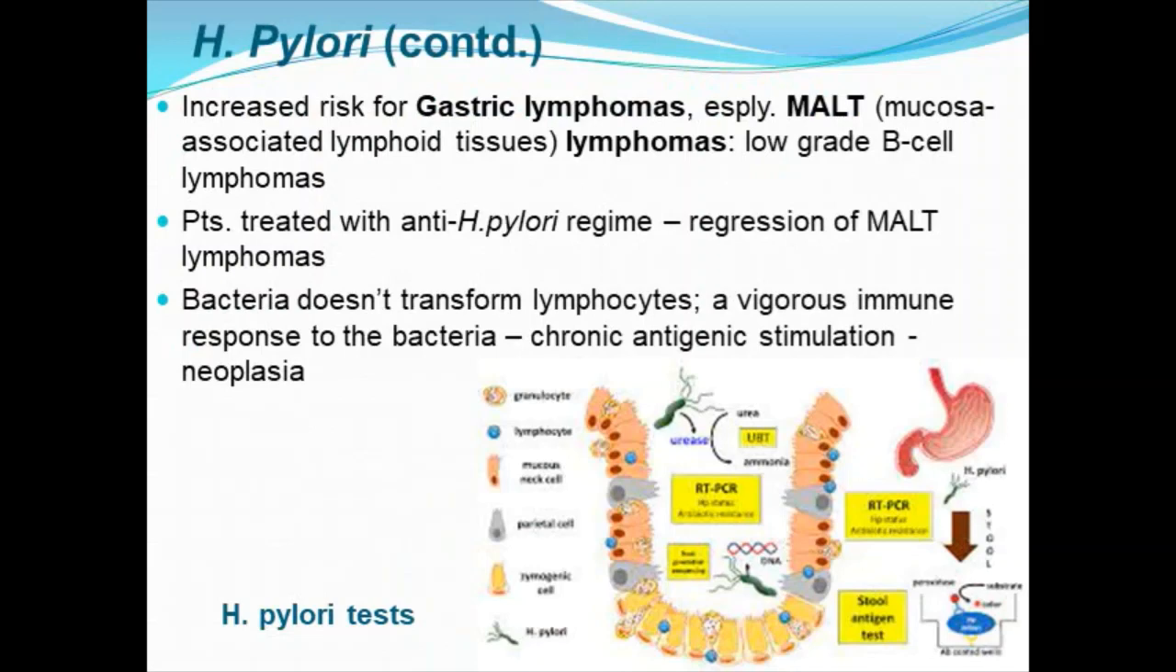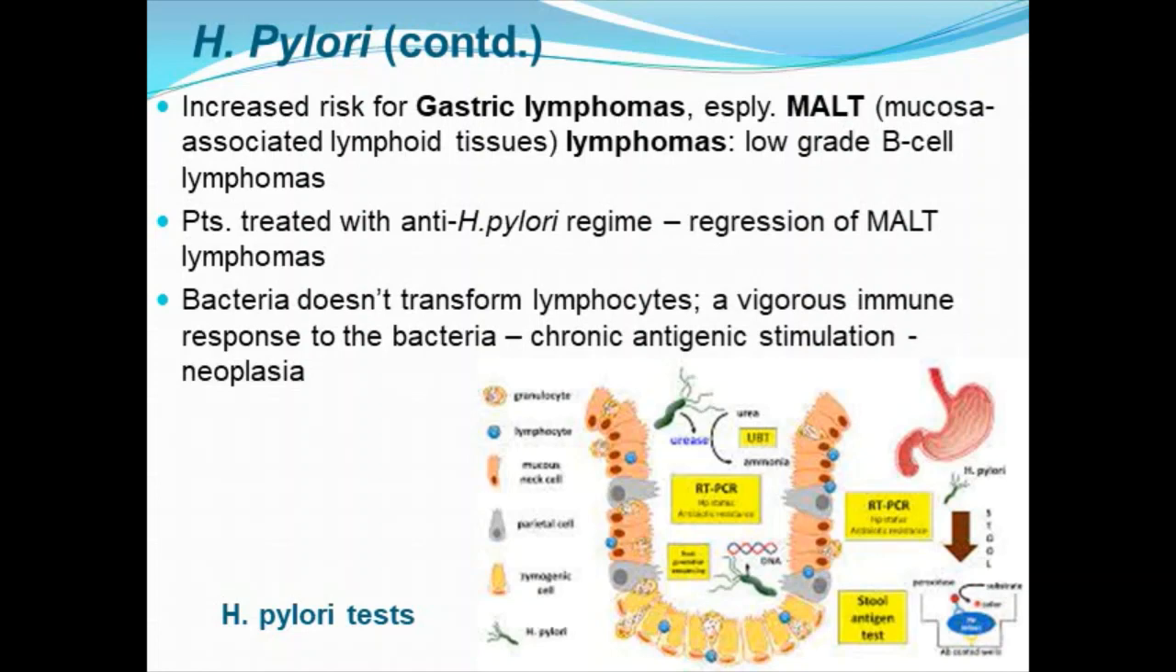There is also increased risk of gastric lymphomas, especially MALT lymphomas, that is mucosa-associated lymphoid tissue lymphomas, which are low-grade B-cell lymphomas. Patients treated with an anti-H. pylori regimen show regression of MALT lymphomas. The bacteria doesn't transform lymphocytes. A vigorous immune response to the bacteria may cause chronic antigenic stimulation leading to neoplasia.